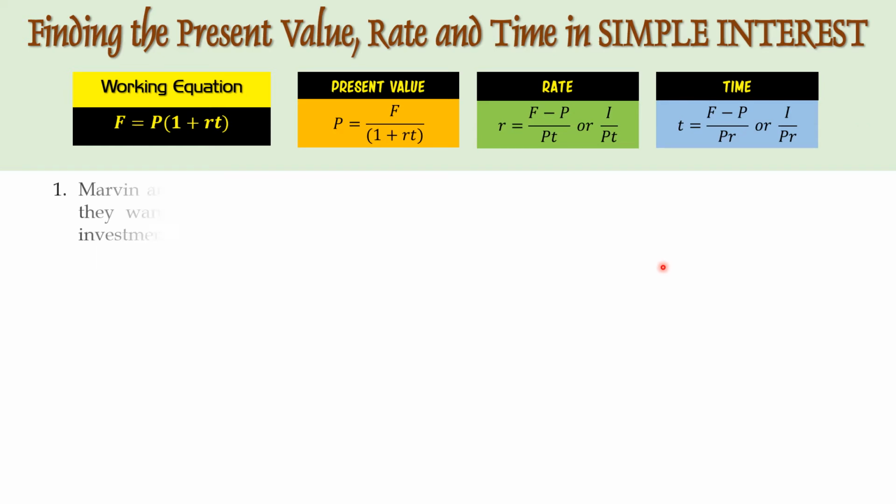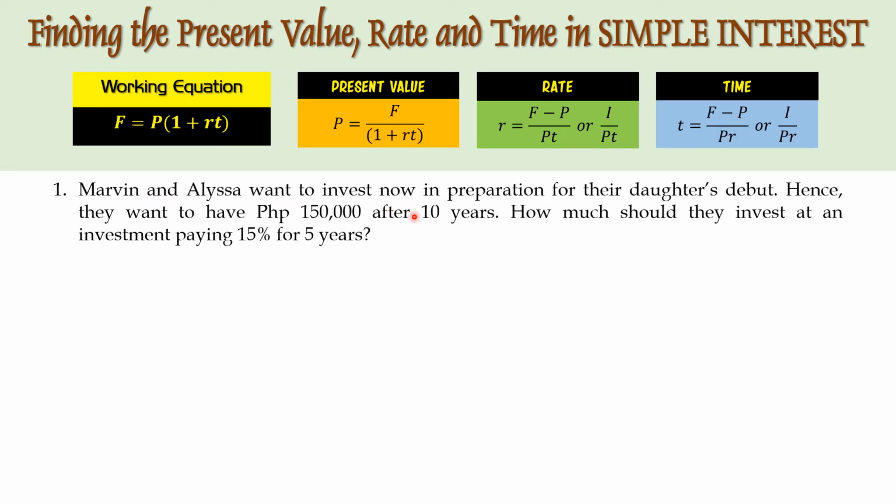Okay, ngayon meron tayo ditong example. Marvin and Eliza want to invest now in preparation for their daughter's debut. Hence, they want to have 150,000 pesos after 10 years. The question is, how much should they invest at an investment paying 15% for 5 years? First of all, we're gonna have to present the given. So, ang gusto nilang pera ay 150,000 pesos. So, that is the final. That is the future value. And then the rate given is 15%. That is equal to 0.15. And the time is 5 years. At ang nawawala ay ang present or principal amount.